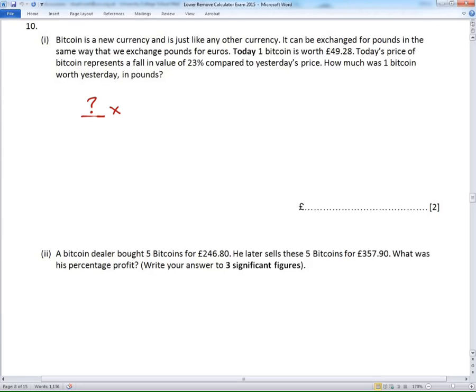So we're going to represent yesterday's price by this question mark. To find today's price, well, that was a fall by 23%. So we could have done yesterday's price times 0.77 to find today's price, which is £49.28. Okay, so now that we have this equation, we can just solve it to find yesterday's price. So you just divide both sides by 0.77, and £49.28 divided by 0.77 is 64. So yesterday's Bitcoin, one Bitcoin was worth £64.